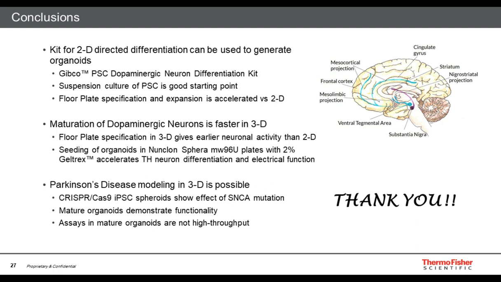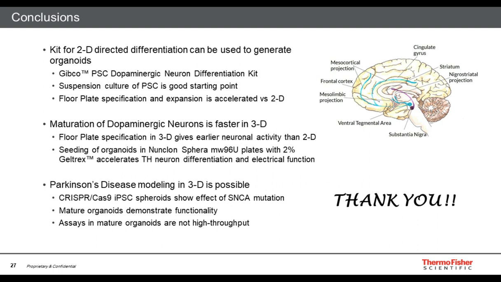And we found that seeding of the organoids in the non-cloned Sphera U-bottom plates with 2% Geltrex accelerates the TH neuron maturation as indicated by neuromelanin and electrical activity. And finally, Parkinson's disease modeling in 3D organoids is possible.